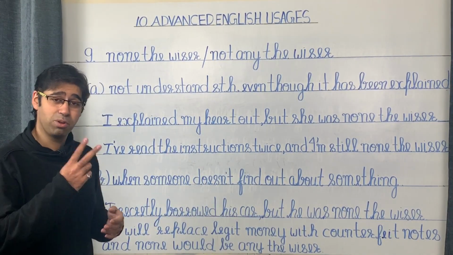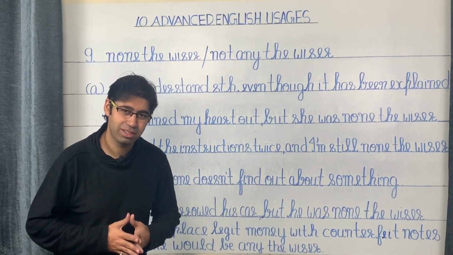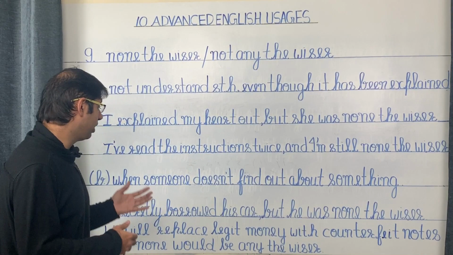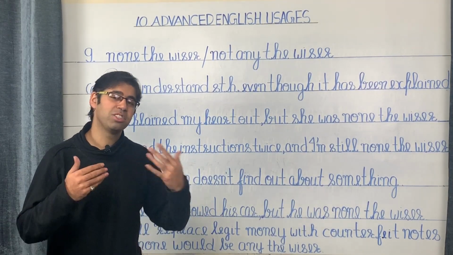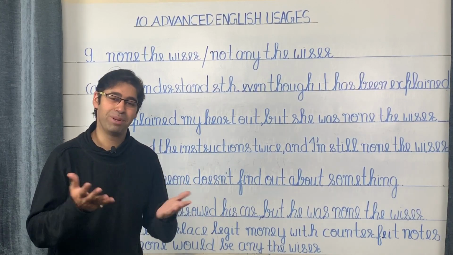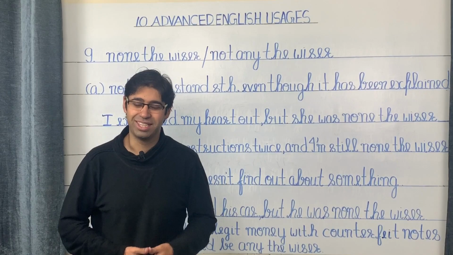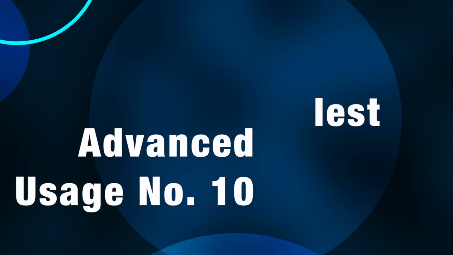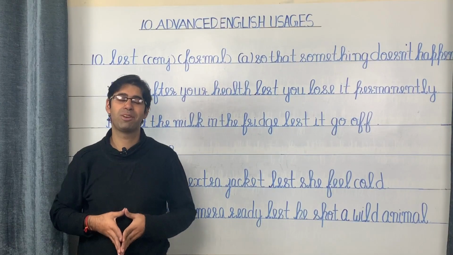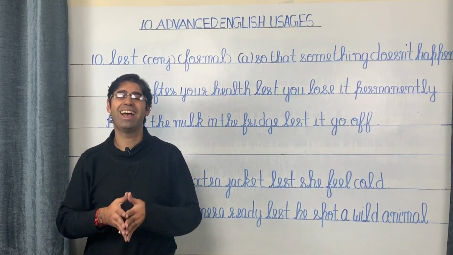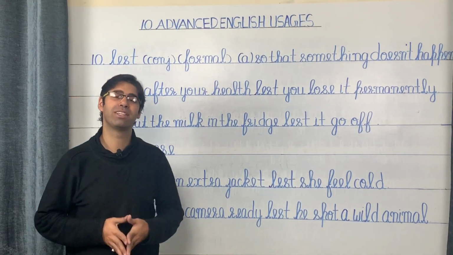None the wiser, used for two situations: when somebody doesn't understand something despite an explanation, and the second one when somebody doesn't find out about an event that has taken place secretly without them knowing it. That's usage number 9. On to the final usage, advanced usage number 10. So I've saved the trickiest for the end. At number 10, we've got the usage lest, which is a formal conjunction.